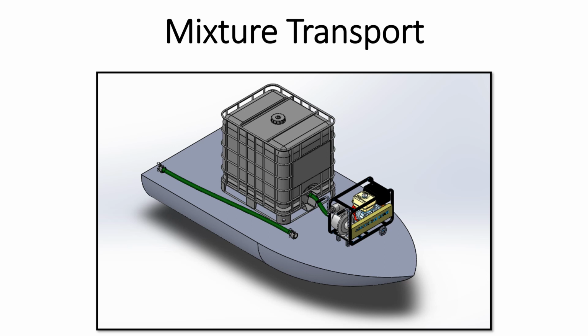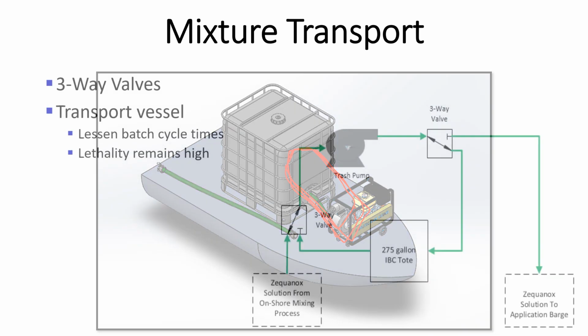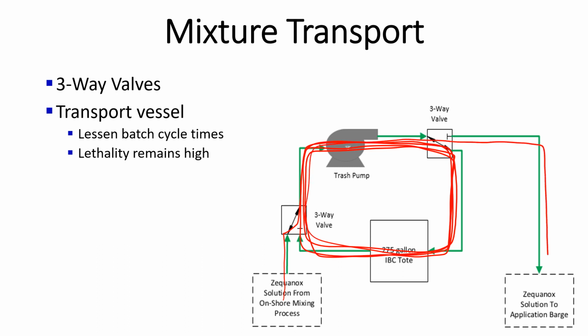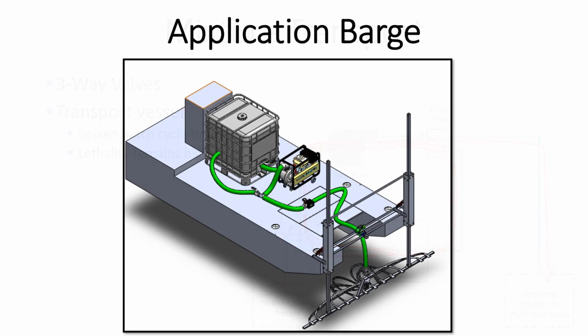This is an overly simplified depiction of the transfer boat, again showing a similar type of fluid setup, in this case without the high shear mixer, but with an on-boat pump to provide continuous circulation to maintain the Zequanox water suspension. Again, the fluid system is fairly straightforward. The onshore mixture comes in. It is sent through a continuous loop as the transportation boat moves to the administration boat, whereupon it then sends the mixture out to the application barge for actual application to the subsurface benthic layer.